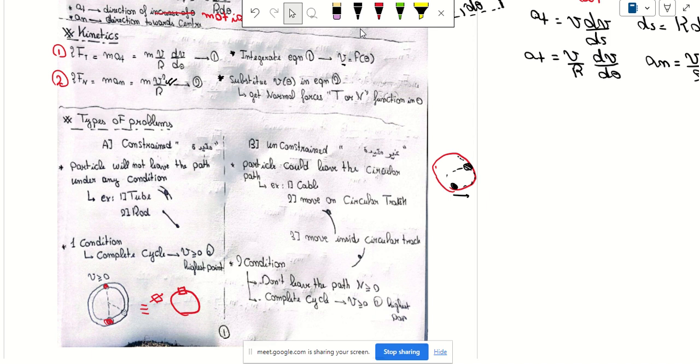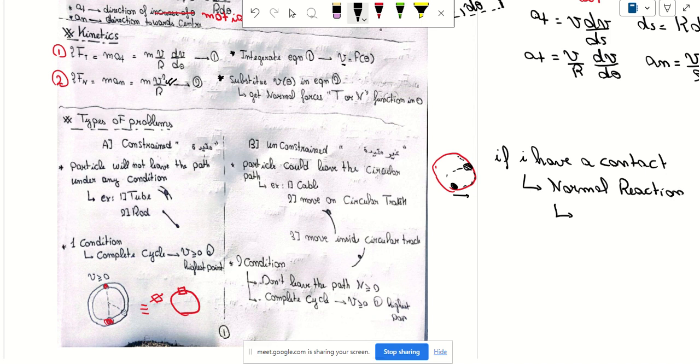When we say that the particle didn't leave a circle track, in other words, we could say that the particle has a contact with the surface. And if the particle has a contact, I could say in other words that the normal reaction N must exist. So this means that N should be greater than or equal to 0.